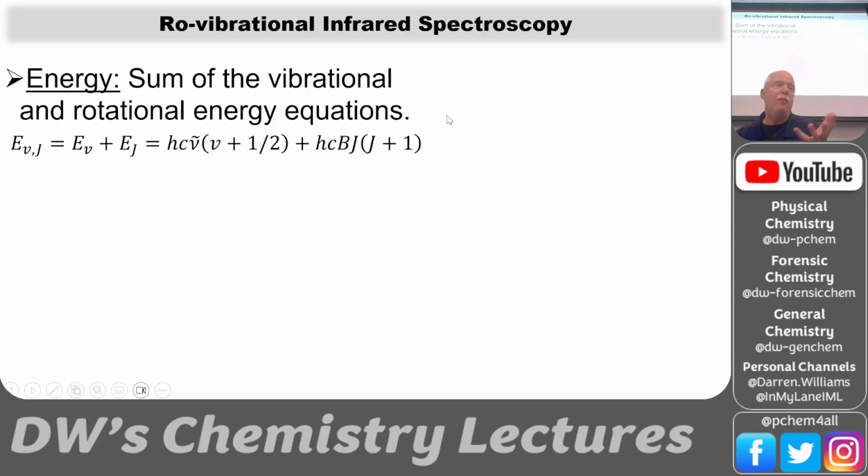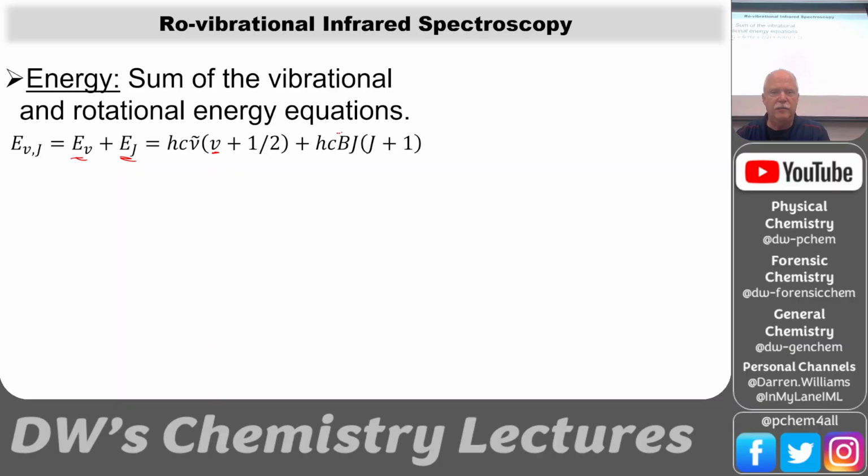So we showed it sort of conceptually using arrows. So let's look at the numbers. The energy is the sum of the vibration and rotational energy equations. So you can see that we have this total energy here. It's the vibrational energy plus the rotational energy. This is the vibrational energy equation. hc nu tilde, which means it's in wave numbers there. hc converts it to joules if you wanted to use everything in joules. And then we have the v quantum number plus a half.